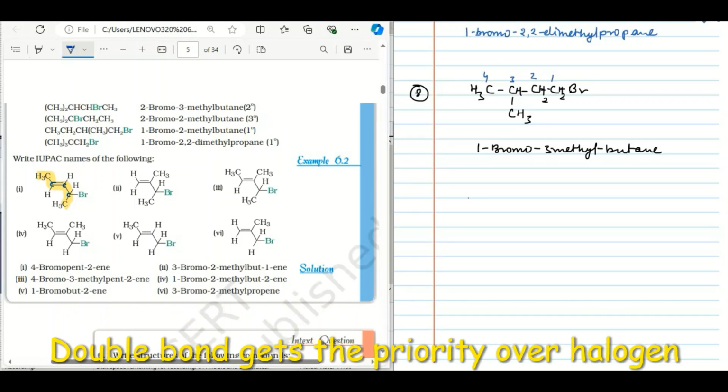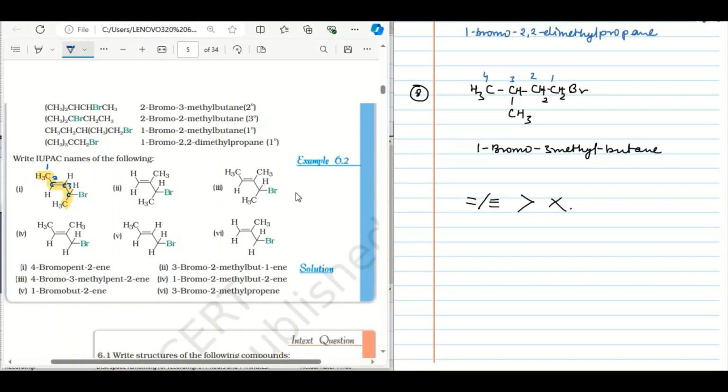As we just have learned before, double bond or triple bond gets a priority over halogen. So you have to give the least possible number to the double bond. So that's why you have to start numbering from here. This is 1, 2, 3, 4 and this is 5. At second position double bond is there and at fourth position bromine is there. So the name of this molecule will be 4-bromo pent-2-ene.